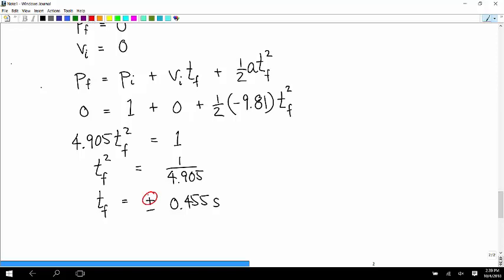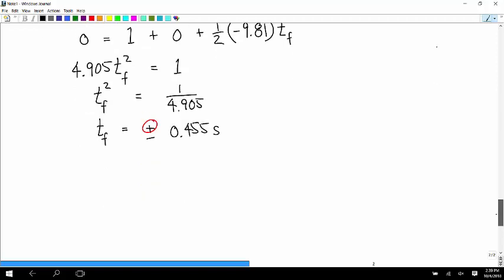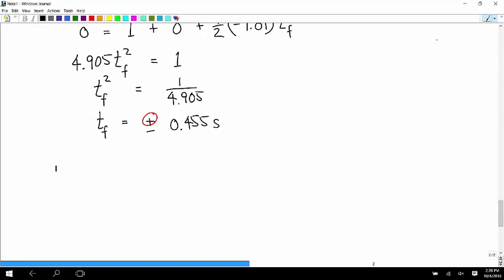Positive, yep. Okay, so if you start a bullet a meter above the ground and drop it, it takes 0.455 seconds for it to hit the ground. So now let's do the calculation for a bullet that's fired horizontally and see, we're going to get the same answer. Let's see if we can sort of identify how it works.